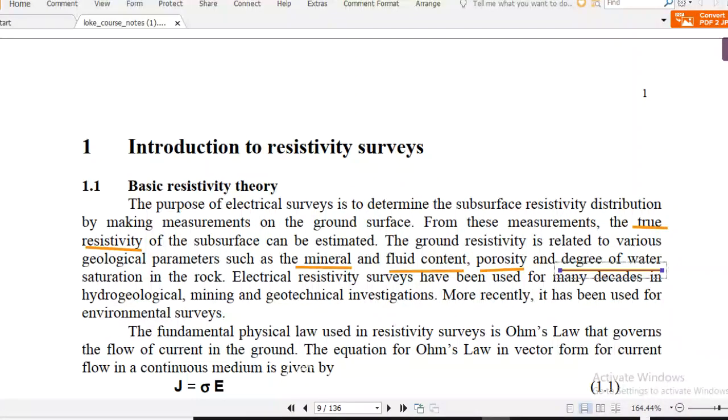The electrical resistivity survey has been used for many decades in hydrogeological, mining, and geotechnical investigation. Mostly it was used for oil and mineral investigation, but later it became important for hydrogeological and geotechnical investigation. Its history starts from the Schlumberger brothers in 1928.